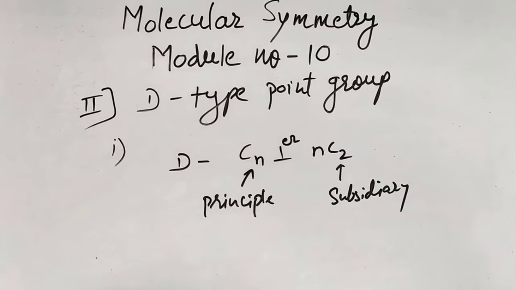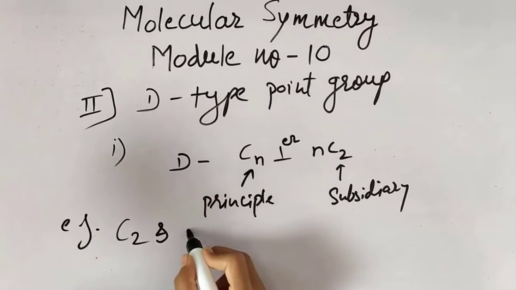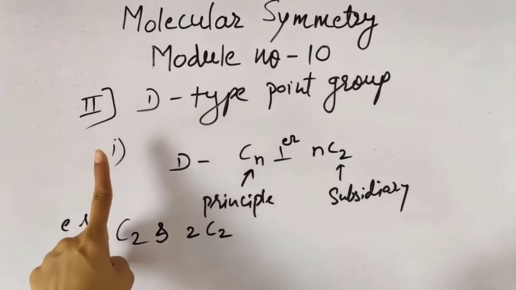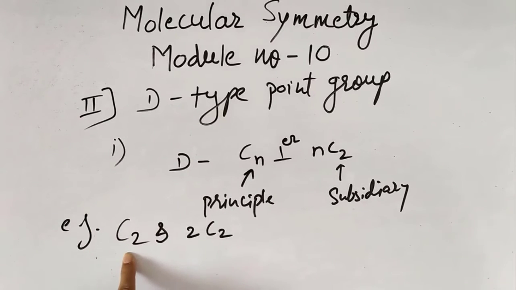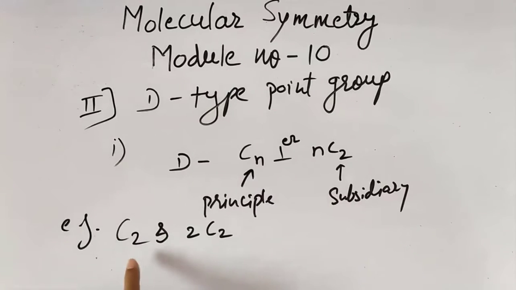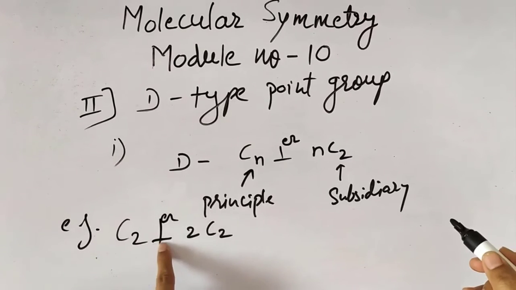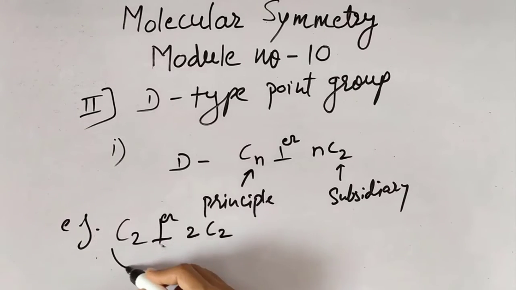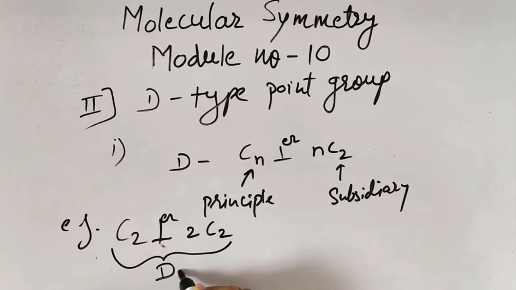Whatever fold of rotation of principal axis you have, that many subsidiary axes should be present in the molecule. For example, if I have C2 as the principal axis and again two C2 subsidiary axes, and if these two subsidiary axes and the principal axis are perpendicular to each other, then combinedly they are said to be D2.